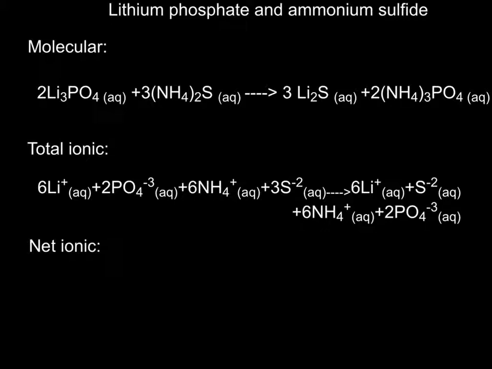In this one, we just cross out the spectator ions, that is, the ions that are on both sides that didn't react. So in this case, we have lithium that cancels out, and then we have sulfide that cancels out. Then we have phosphate that cancels out, and ammonium that cancels out. So we have everything that's canceled out.